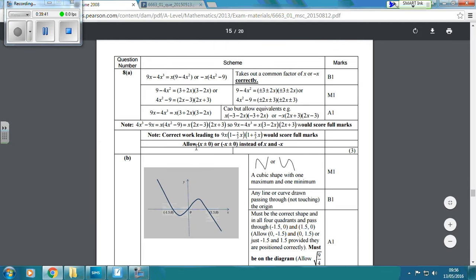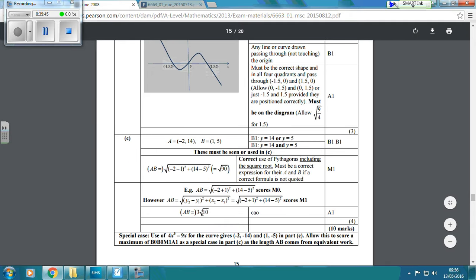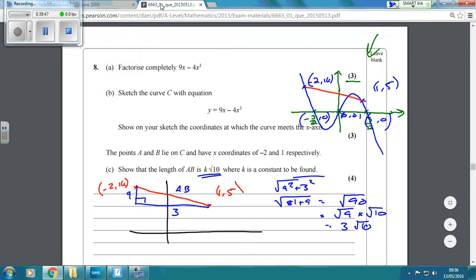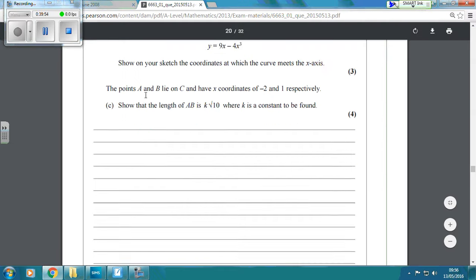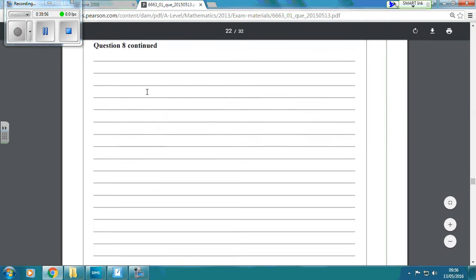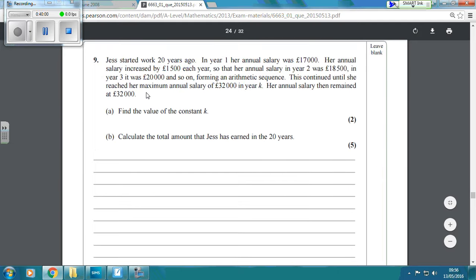Yep, that one looks correct. And hooray, we got 3 root 10 down there. So job's a good one. So yeah, again, getting 10 marks towards the end of your C1 paper is only going to help you get your high grade, because they tend to put the tricky questions at the end, as you'd expect.